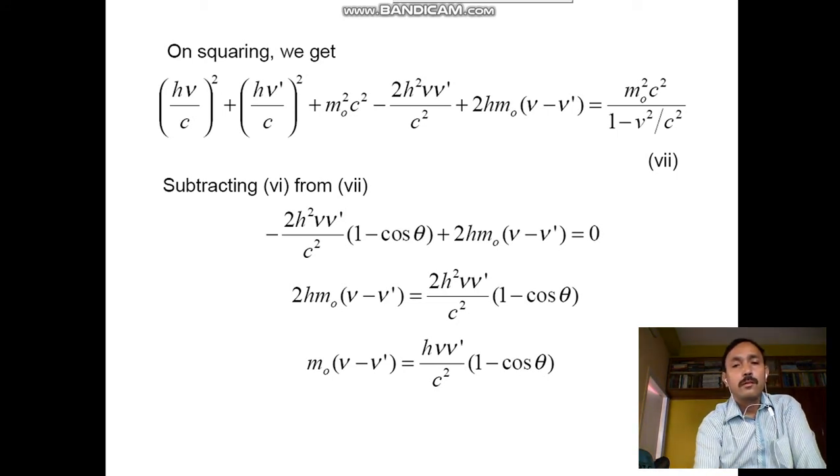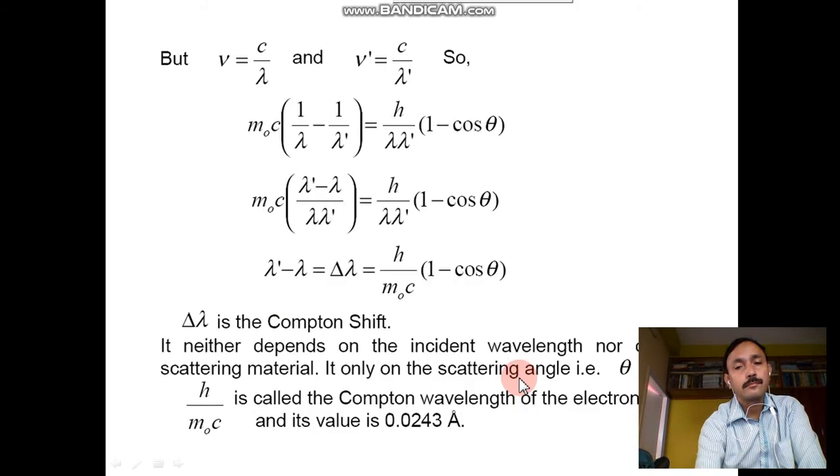Now, after changing the sides, 2h m naught (nu minus nu dash) is equal to 2h square nu dash by c square (1 minus cos theta). So 2 will cancel out, and one h will cancel out: m naught (nu minus nu dash) is equal to h nu nu dash by c square (1 minus cos theta). But nu is equal to c by lambda and nu dash is equal to c by lambda dash. So lambda dash is the modified wavelength and lambda is the incident wavelength.